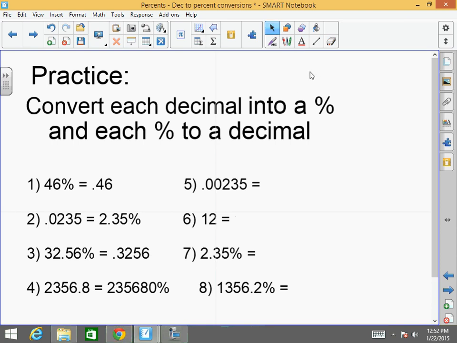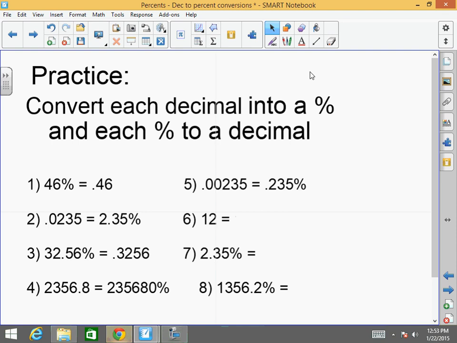Okay, go ahead, say it again, buddy. Okay, very good. We're going to move the decimal 2 places to the right here to make it a percent. So it's 0.235%. Very good. Or 235,000 percents. How about number 6, 12?